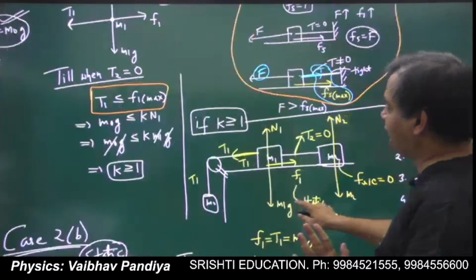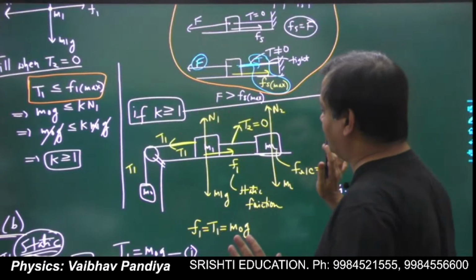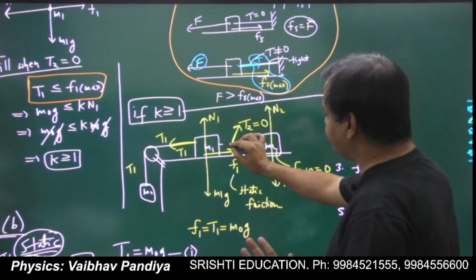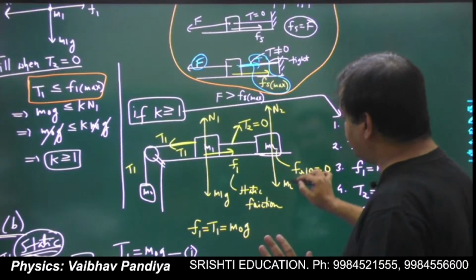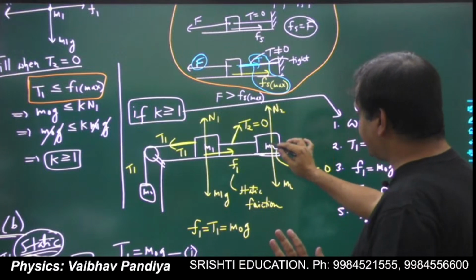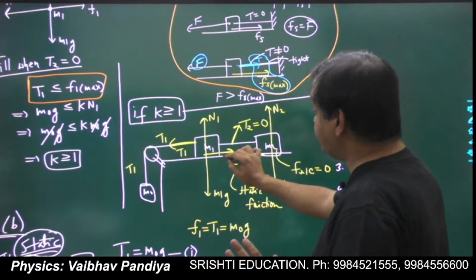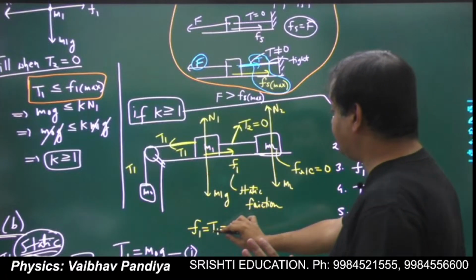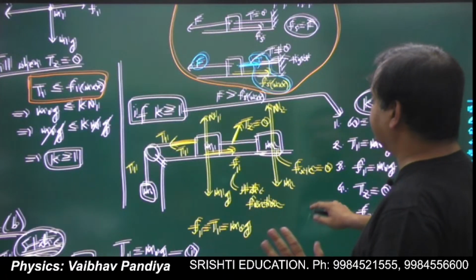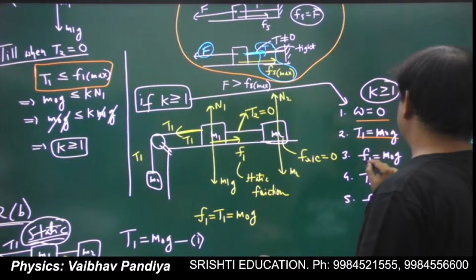So when the coefficient of friction is greater than or equal to 1, no T will act, this string will be loose. So N2 will be equal to M2g, and no friction will act on M2. Here static friction will act, and the static friction will balance T1. So F1 will be equal to T1, which is M0g, and the acceleration will be 0. So all the points I have written here.